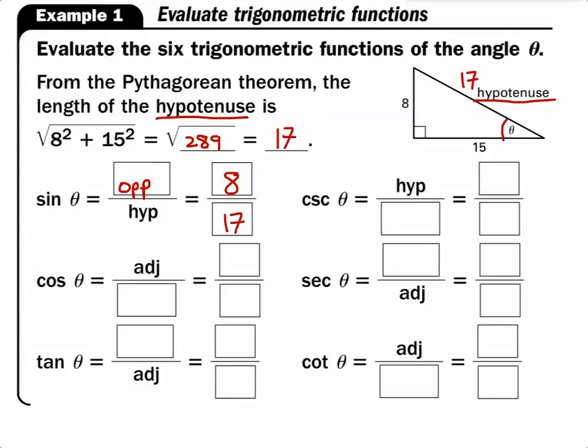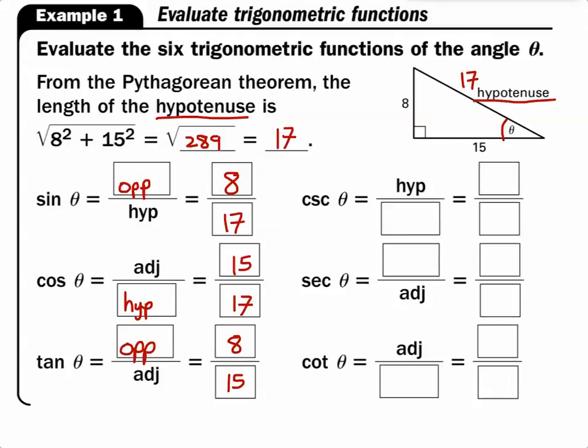Quick reminder, cosine is adjacent divided by hypotenuse. The adjacent side to that theta angle is 15. The hypotenuse is 17. Tangent is, of course, the opposite side divided by the adjacent side. And the opposite side here is 8. The adjacent side is 15.